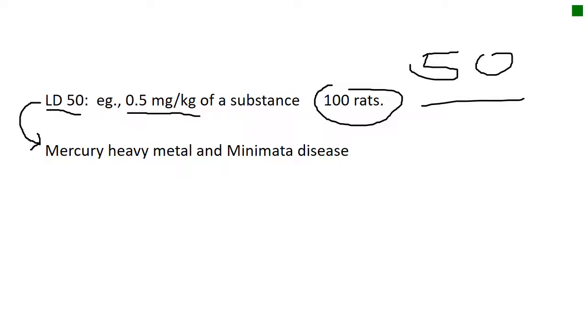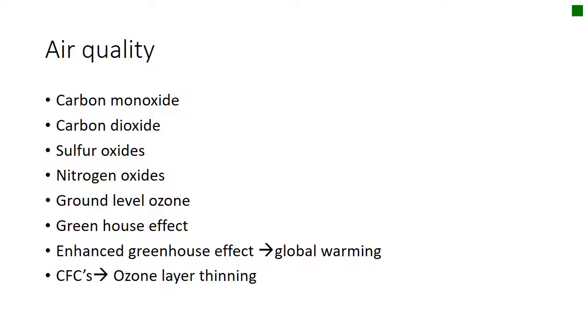And of course, things are always going to be more toxic to children and the elderly than they are to adults. So air quality is the last section we talked about. So we have to take ways to measure air quality, and we have to look at certain things. So carbon monoxide is something that's important to look out for.